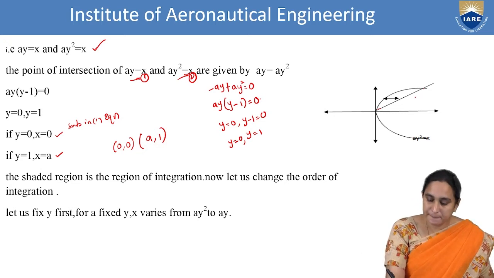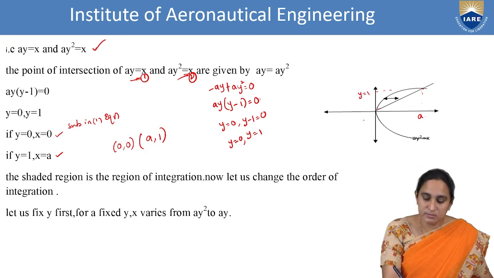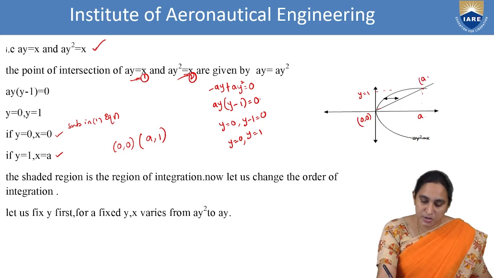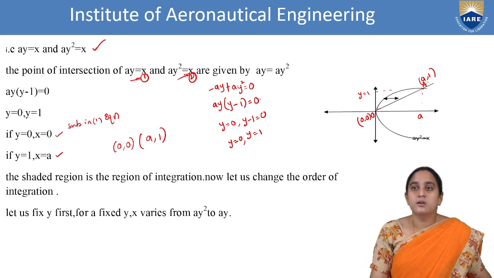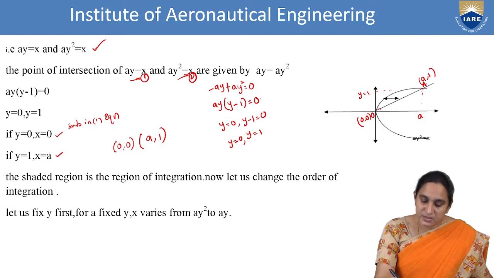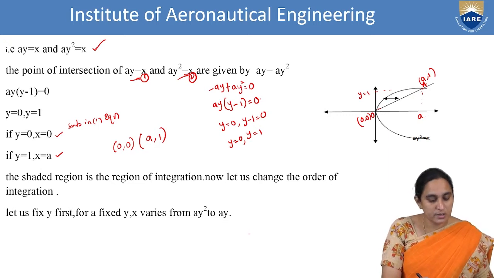That means here x is a and here y is 1. The initial point is (0, 0), and the two curves intersect at (a, 1). Let us take that as O A. Now from the given curves we got the intersecting points. The shaded region is the region of integration, and now we have to calculate the integration value over this region. Now let us change the order of integration.